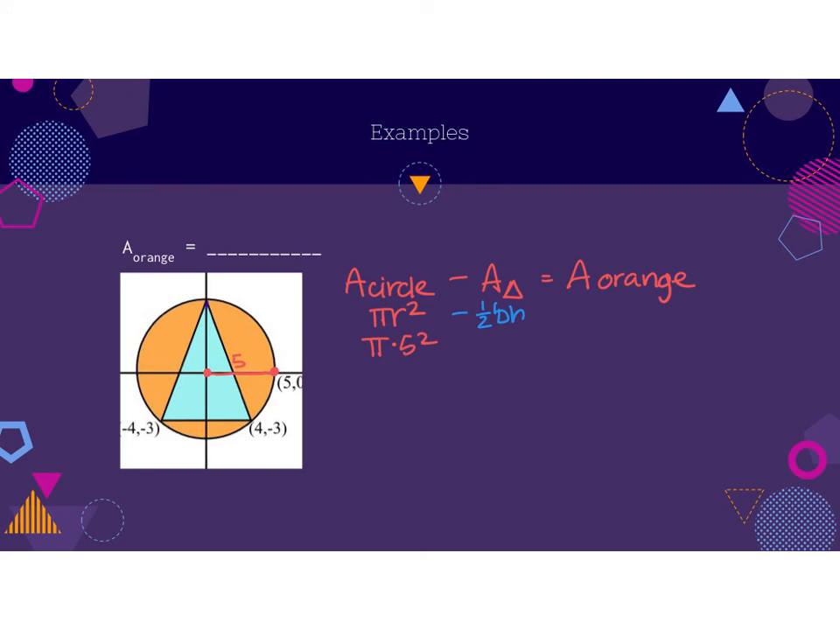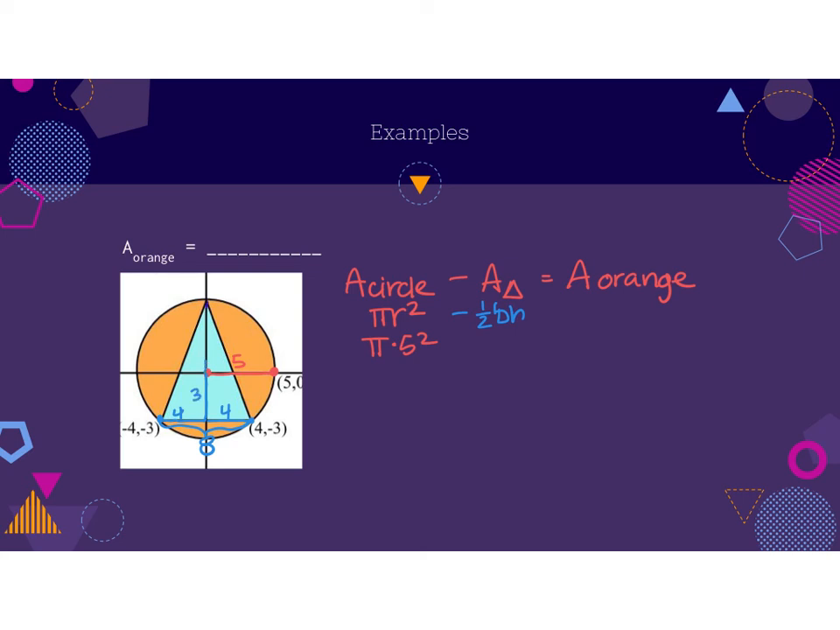We can see here that this point is at 4, -3, which means this distance is 4. On the other side, I can see that this distance here is also 4 because my point is at -4, -3. This helps us find the base of the triangle. 4 plus 4 is 8. Now I need to find the height. I can tell that this length here is 3 based on our points that are given.